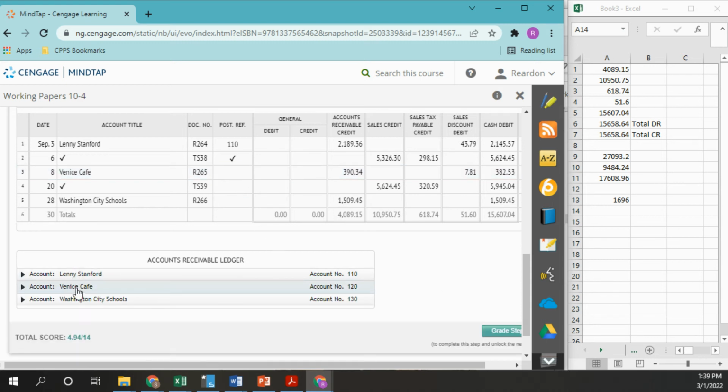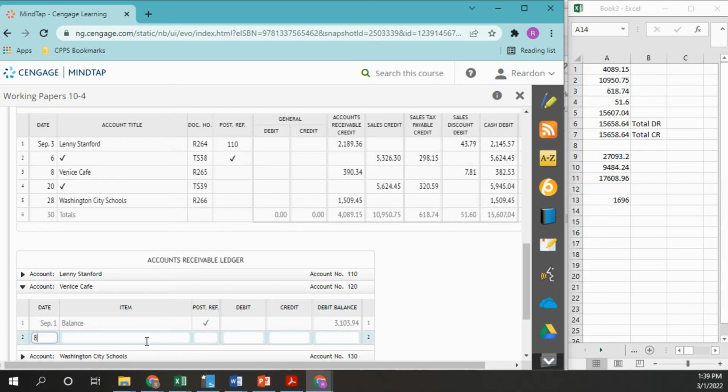Venice Cafe, next, on the 8th, cash receipts journal 9, credit for 390.34. Previous balance was 3103.94. I'm subtracting 390.34. That's confusing. All right, give me 2713.6. Previous debit balance, credited, payment on account. We subtract the difference, debit minus the credit, gives us a new balance there. Go back to Venice Cafe, 120.